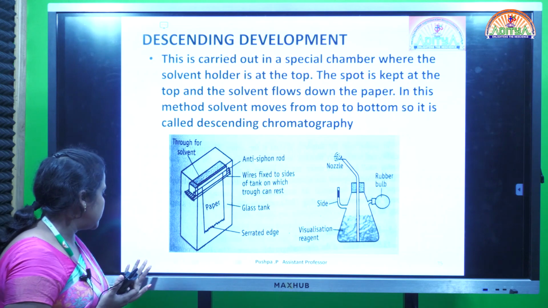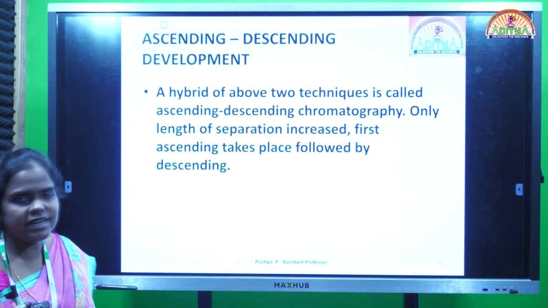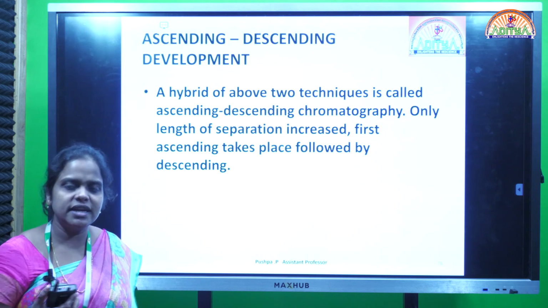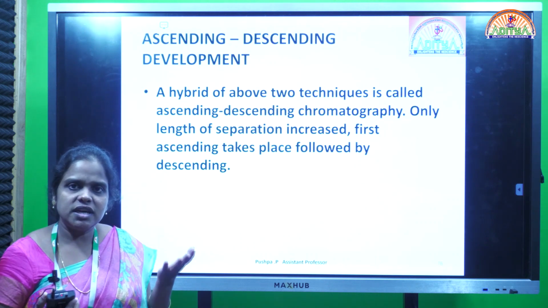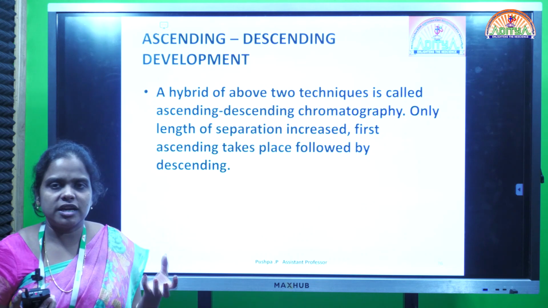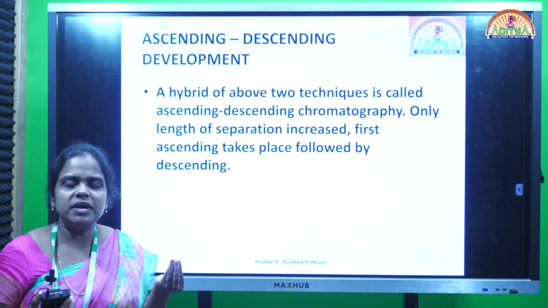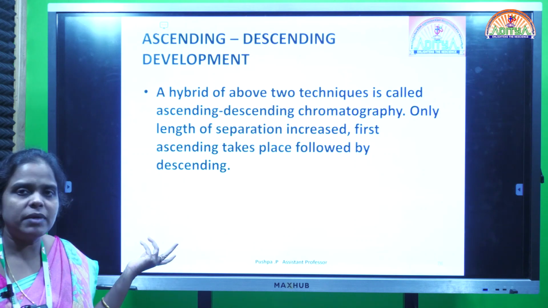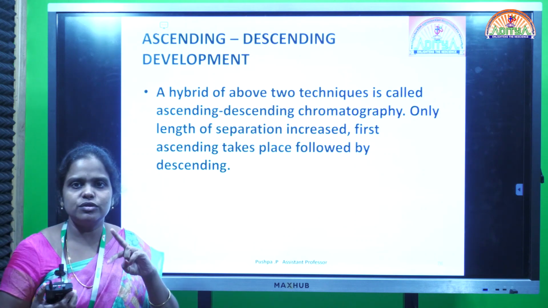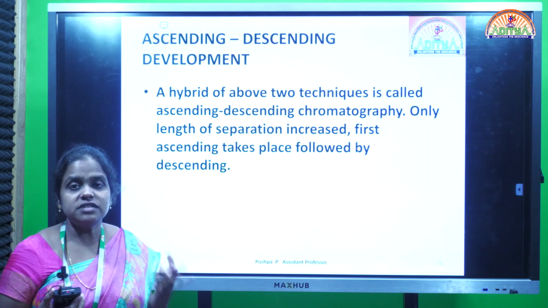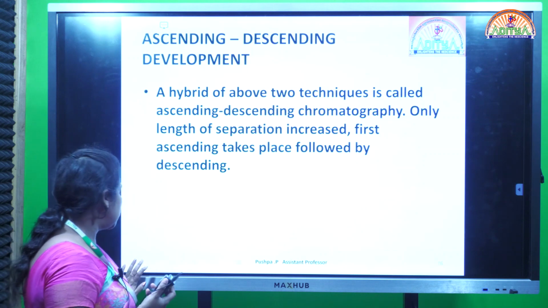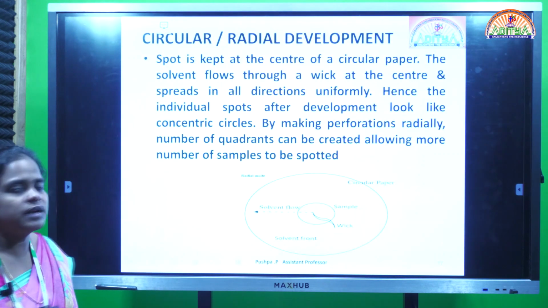Okay. Next one is ascending and descending. I already told you, sometimes people will do both ascending and descending. Maybe in a mixture of 10 components, 6 components may be eluted by the ascending technique and 4 components may be eluted by the descending technique. That's why they will use 2 types of development techniques for better or complete separation of all the components present in the sample.